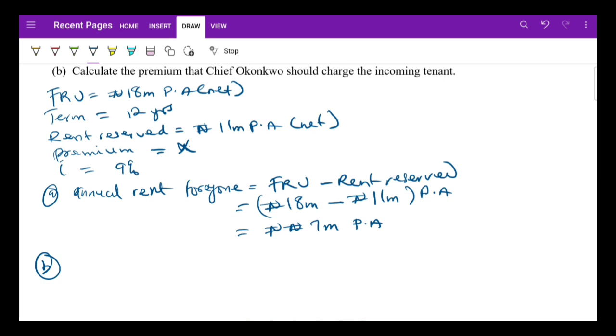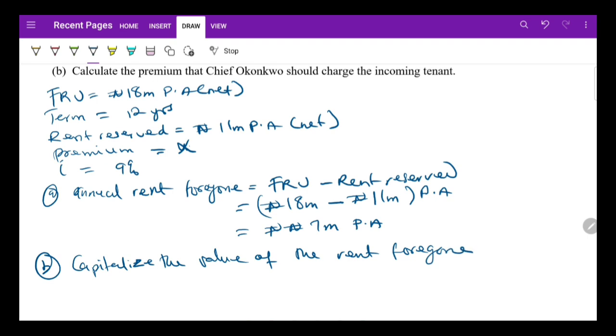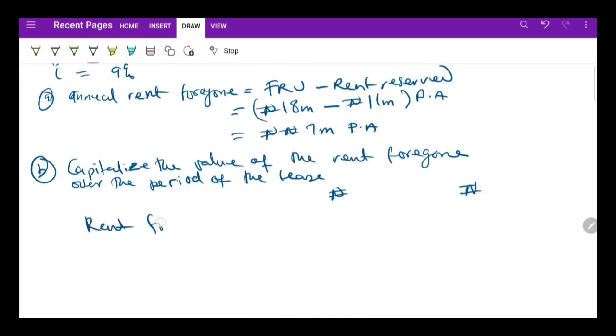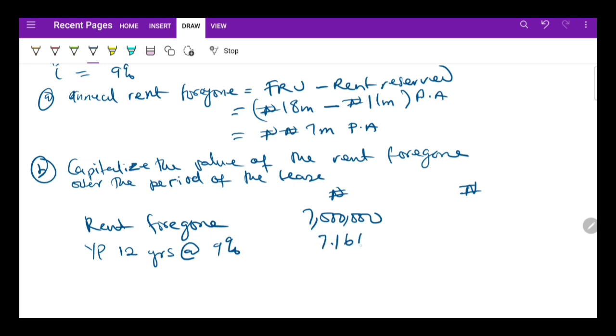Basically, what we need to do is to capitalize the value of the rent forgone. Okay, so capitalize it over the period of the lease. Right? So it's 12 years and at 9%. So we'll say the rent forgone, which is 7 million naira, and then we capitalize it by YP 12 years at 9%, and that gives us 7.1611.